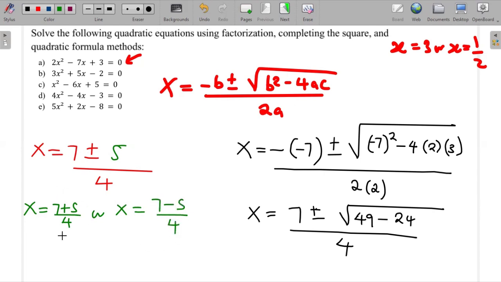So you see that from here, I'm just going to have 7 plus 5, that will be 12, divided by 4, this will give me 3. Or x is equal to 7 minus 5, that will give me 2 over 4, which will still give me a half. So you see that even the quadratic formula is giving us the same answers.